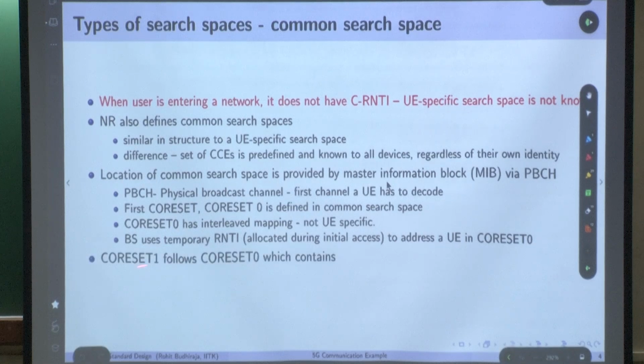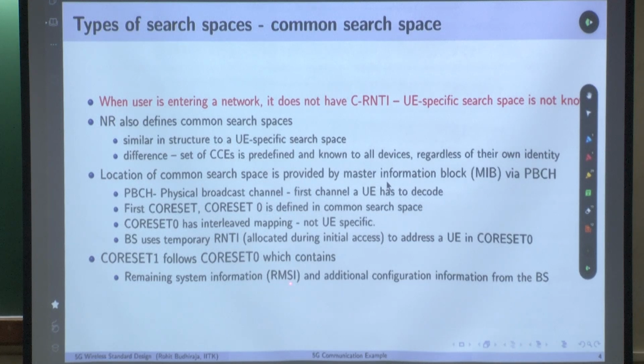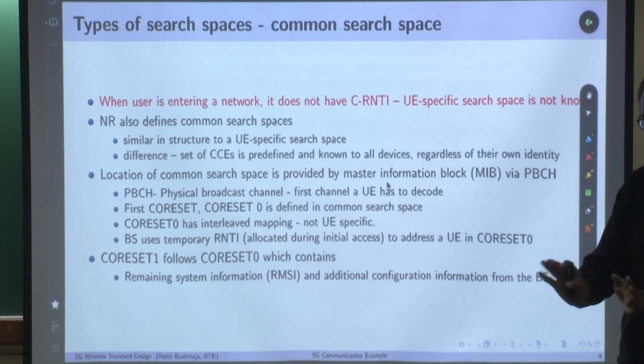And then what follows after CORESET 0 is CORESET 1, which contains remaining system information, RMSI, and additional configuration information from the base station. What are we saying here? PDCCH gets the MIB that has information about CORESET 0. That is very little information, not the complete information the user requires to make the complete network entry. To make the complete network entry, it has to find CORESET 1, which follows CORESET 0. It contains the remaining system information which the user requires to connect to the network. What is contained in RMSI, we'll come to later.